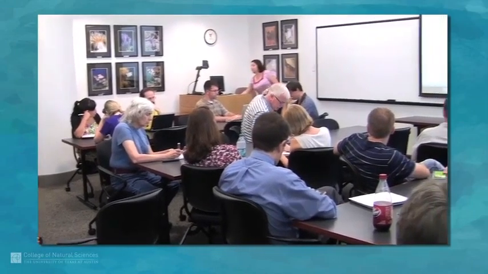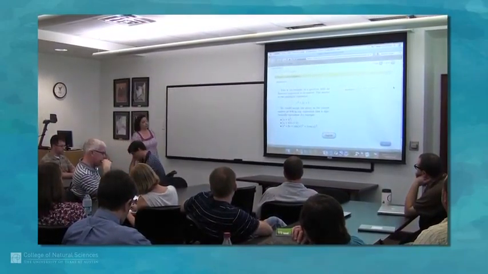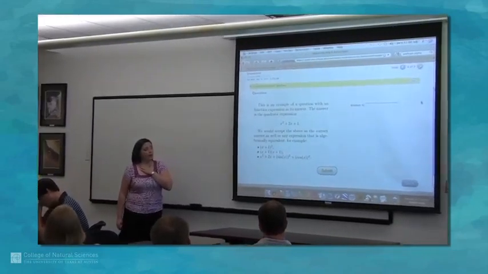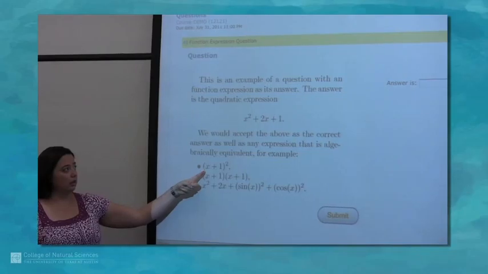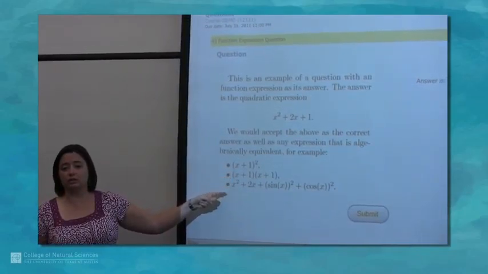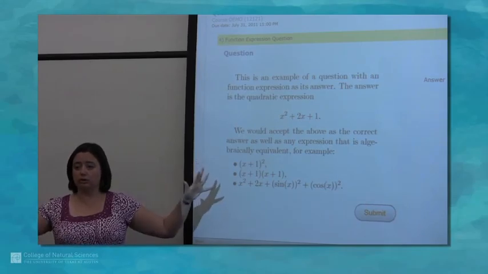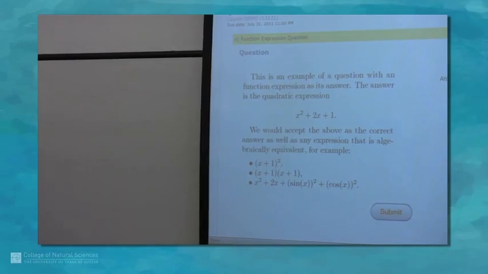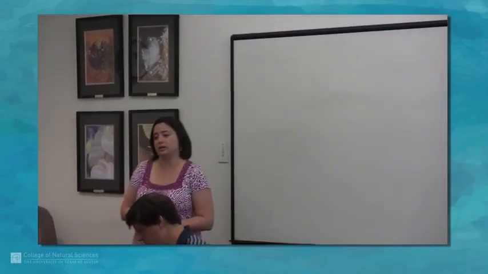Okay, so we can also accept function expression type answers. So for this particular question, the correct answer is this quadratic expression. And we can accept that as the correct answer. We can accept this, anything that is algebraically equivalent. All of those are considered totally fine and okay. So our ability to validate the correctness of these kinds of things is fairly robust and exciting.